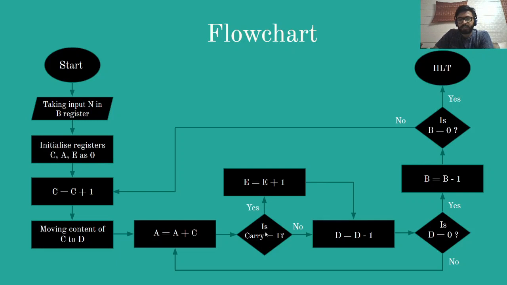If the carry flag is not 1, then we will skip that process and directly decrease the value of D by 1. Why are we doing this? So that the value which was in C is added to A, C times. Let me explain using an example. For example, at this step, the value of C was 4. Then the value of D will also be 4 at this step.